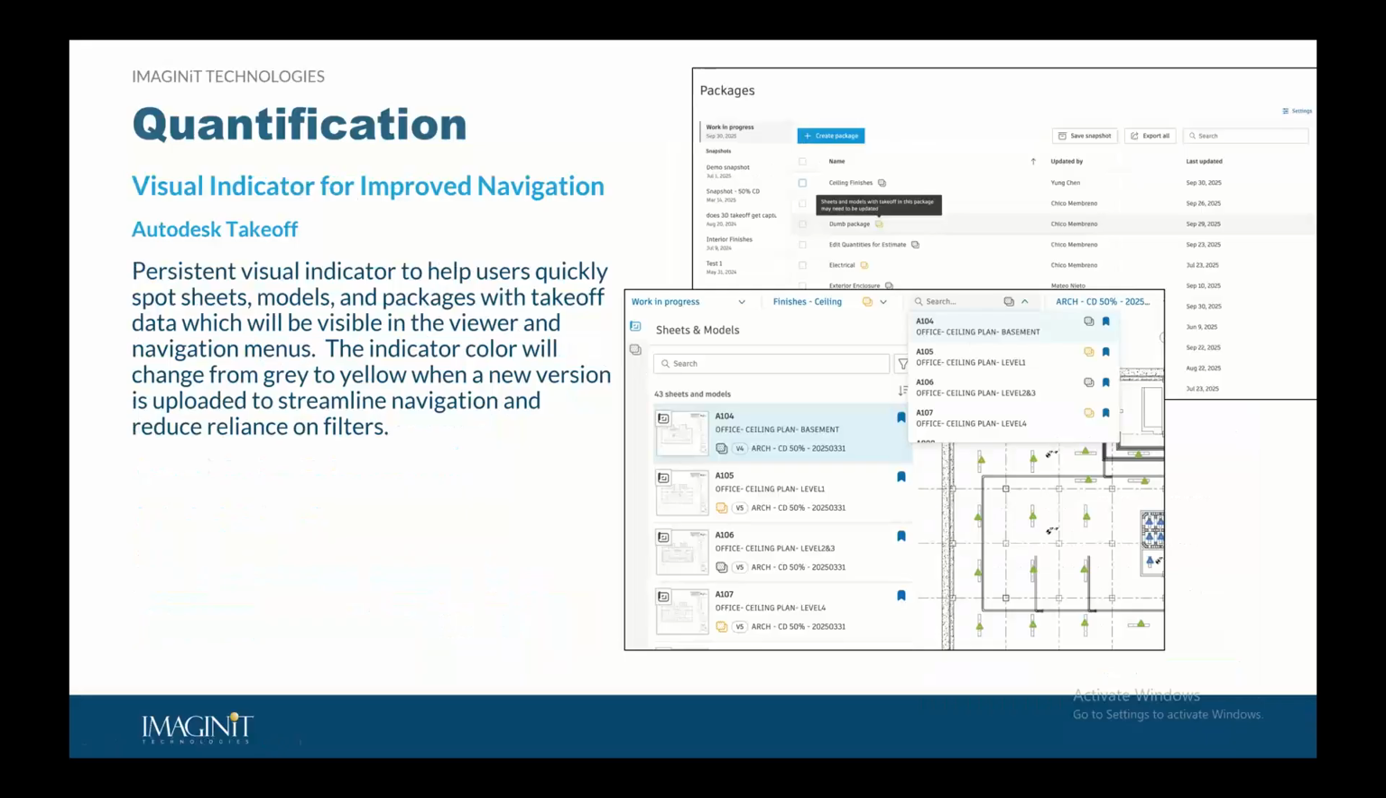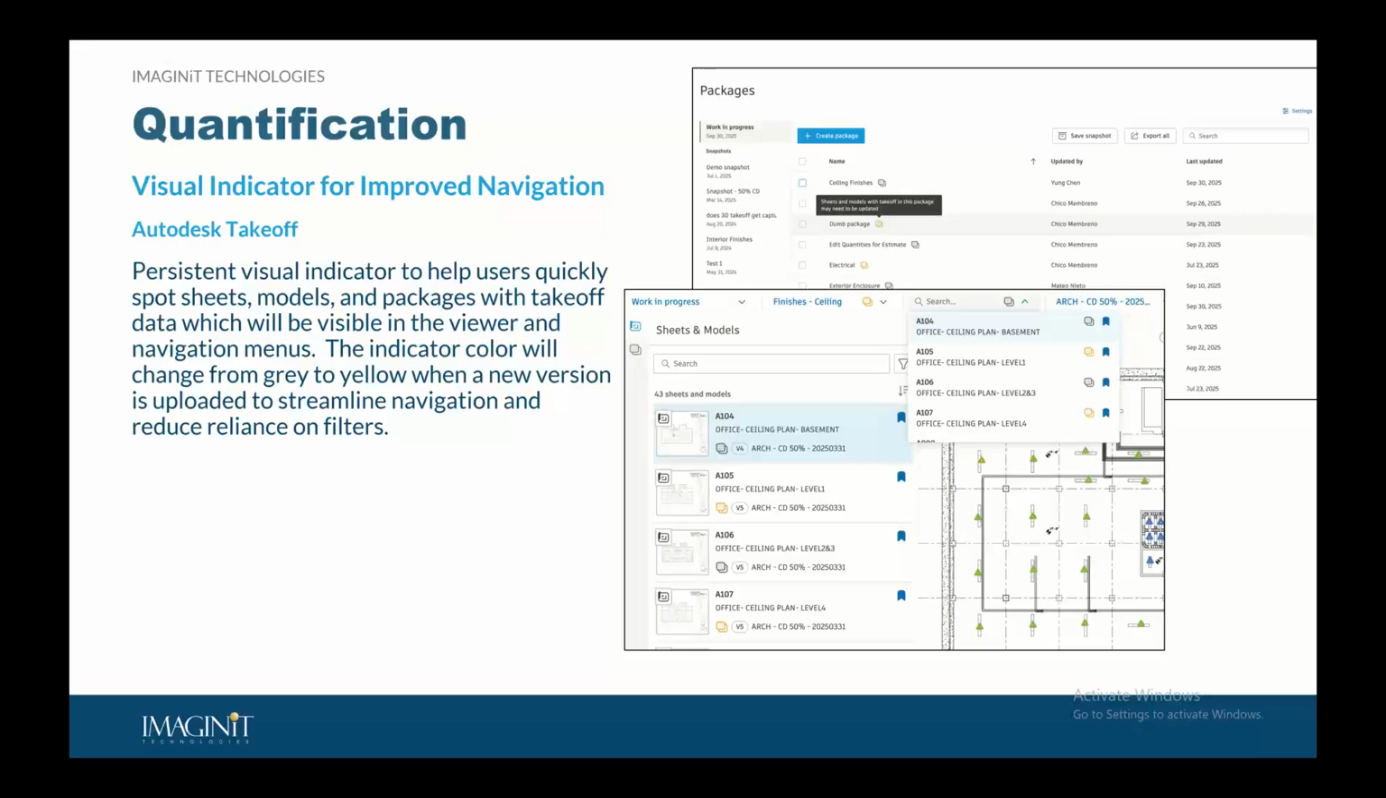Staying in the realm of quantification, visual indicator for improved navigation. Again, still in Autodesk Takeoff. Autodesk Takeoff is introducing a persistent visual indicator, and that's going to help you quickly spot which takeoff packages, sheets, and models contain any kind of takeoff data. So you don't have to go through all of those different items and see if there's any takeoff information on those assets, right? So you're still going to see the indicator right in the packages table and the takeoff viewer, whether you're browsing through the sheets and models panel or using the document drop-down menu at the top.